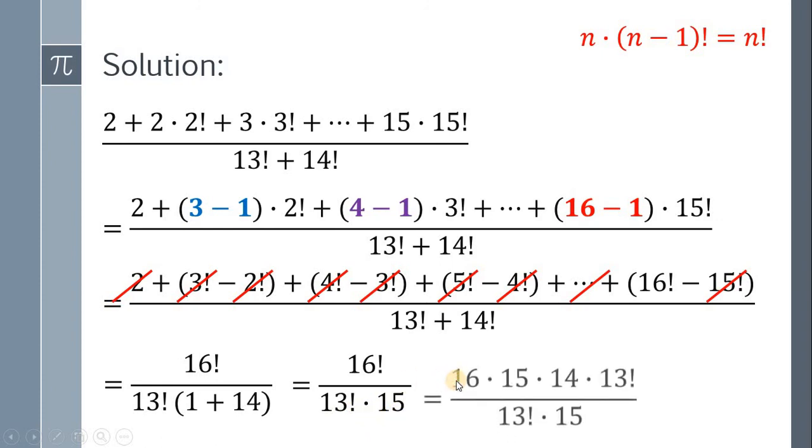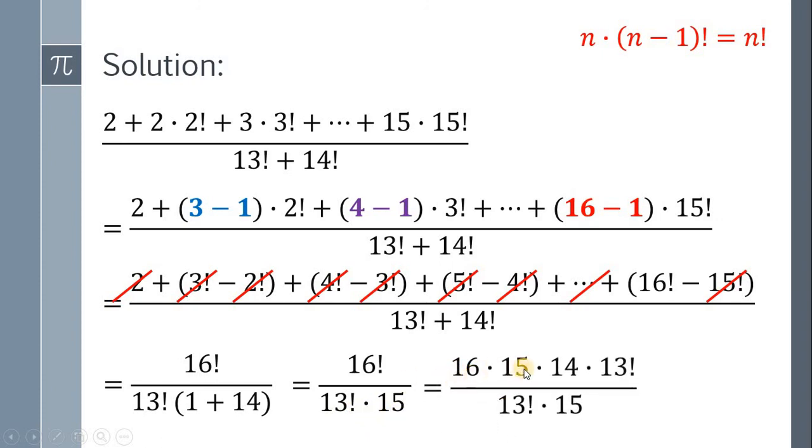Now, 16 factorial can be written as 16 times 15 times 14 times 13 factorial. At this point, we can cancel out 15 on the numerator and 15 on the denominator. Also, we can cancel out 13 factorial. Now, what's left is 16 times 14. Therefore, the value of our expression is simply 16 times 14, or 224. And we're done.